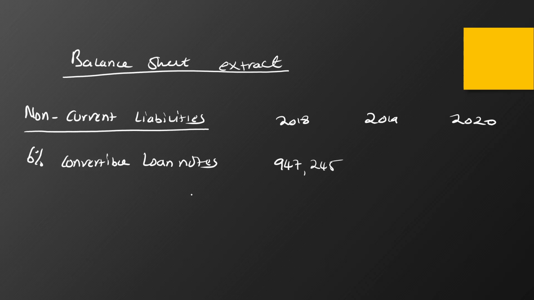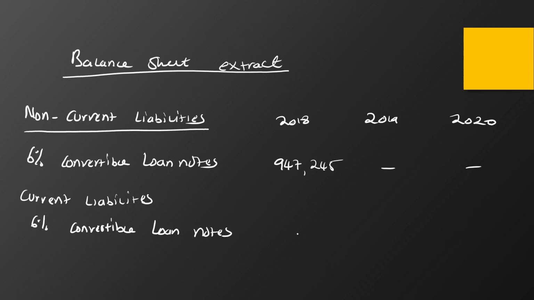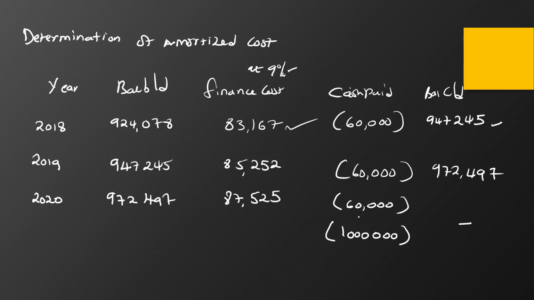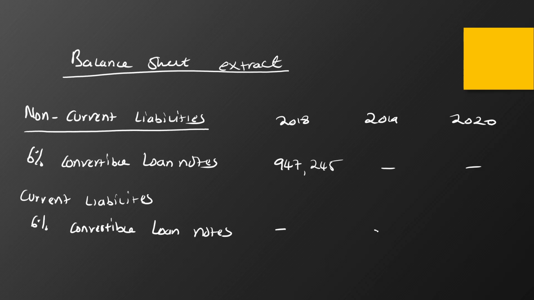In the current liability, we have the 6% convertible loan notes. So we have none here, and 972,497, and none there.